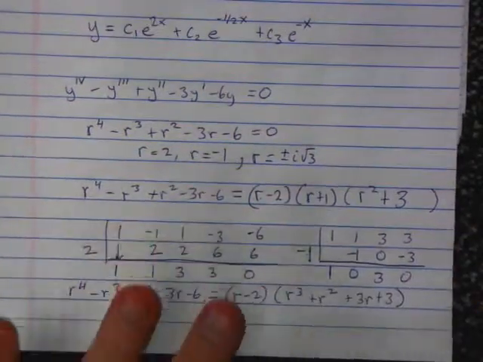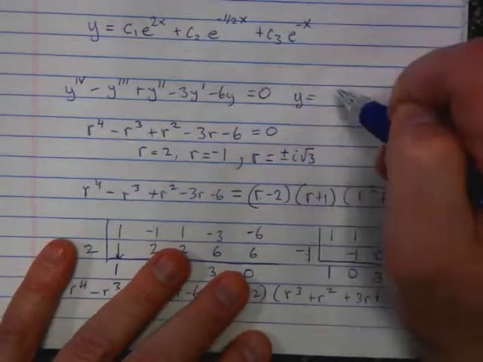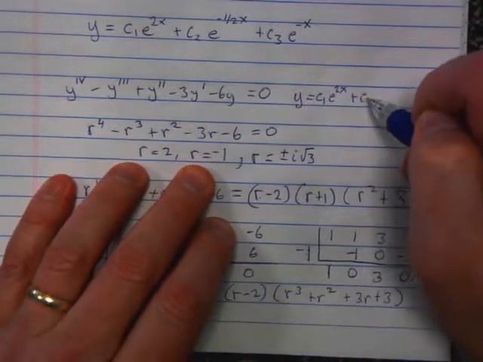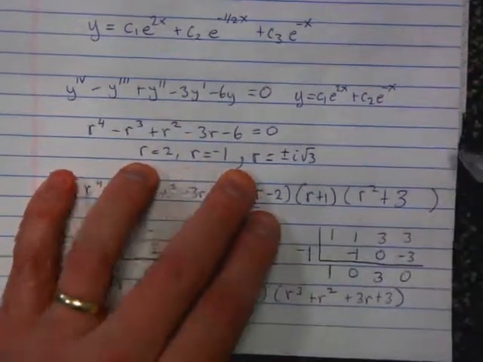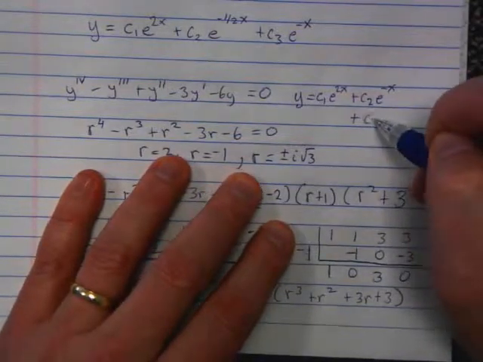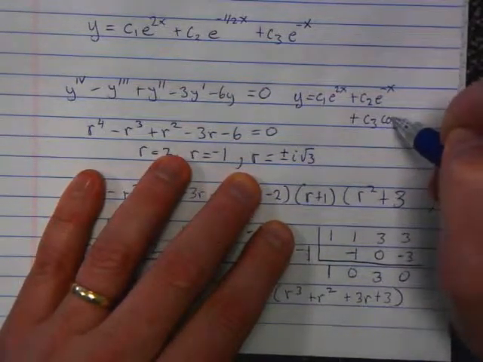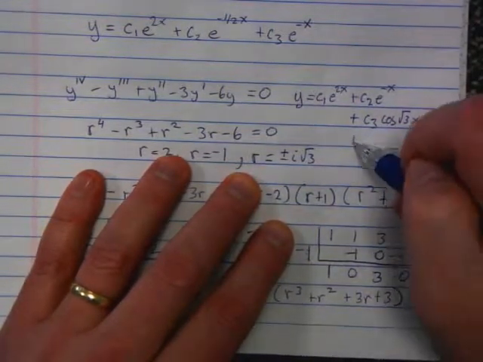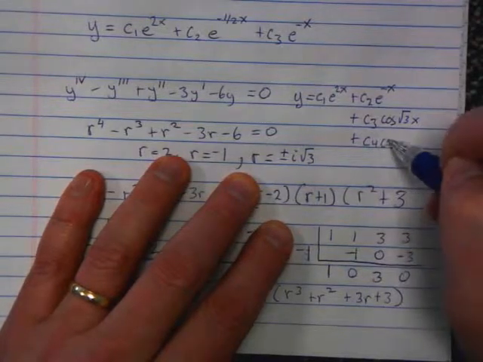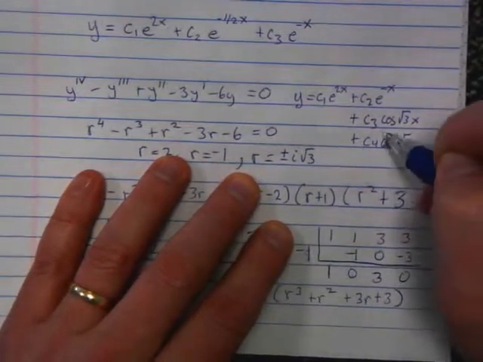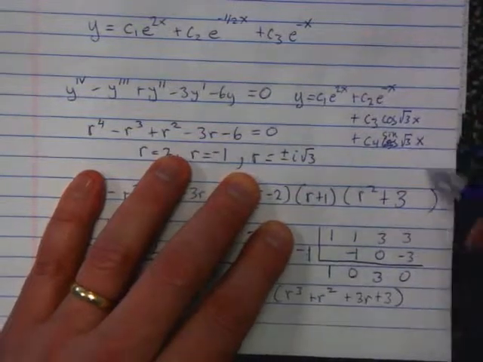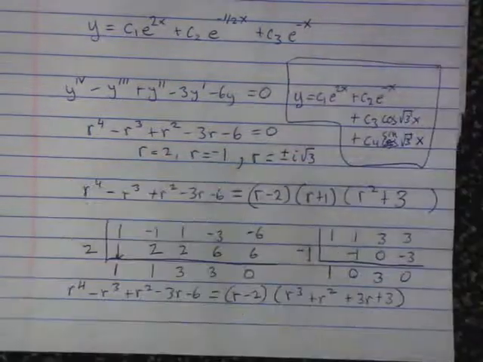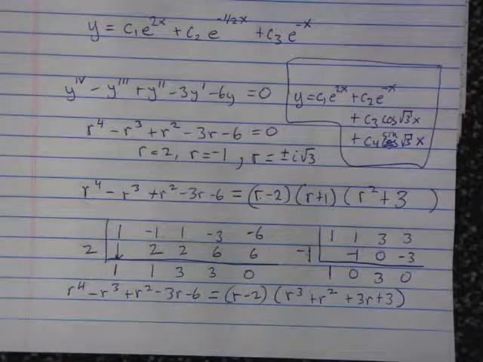The answer to this equation is y equals c1 e to the 2x, plus c2 e to the negative x, plus c3 cosine of square root of 3 x, plus c4 sine of square root of 3 x. Questions on that?